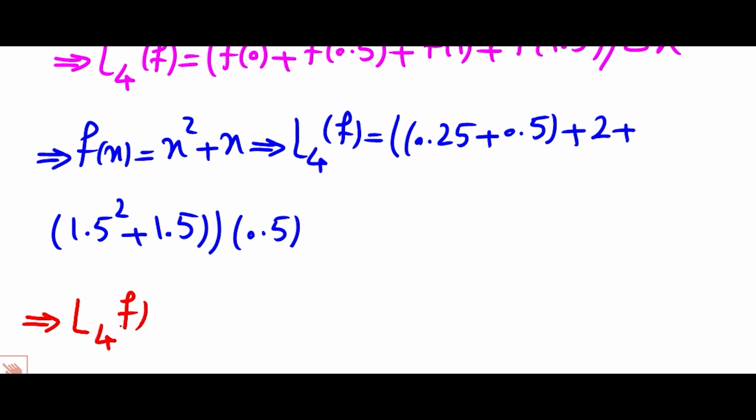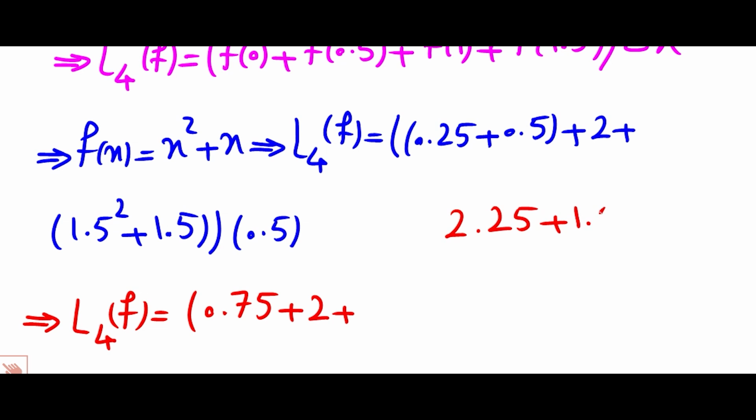So we have L4 of f equals 0.25 plus 0.5 equals 0.75, plus 2, plus 1.5 squared equals 2.25, plus 1.5 equals 3.75, times 0.5. So the final answer is 3.25.